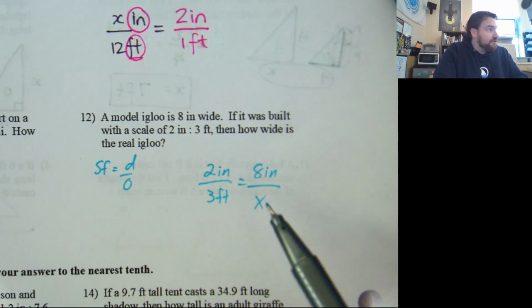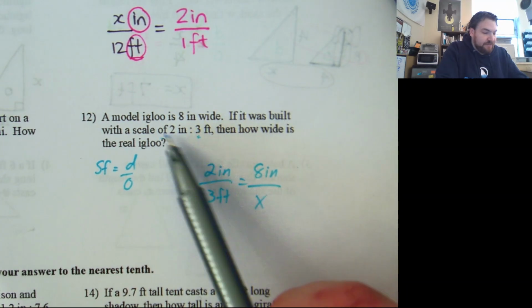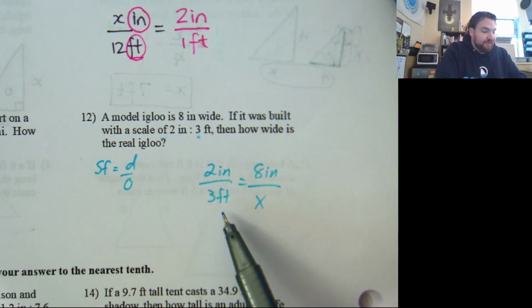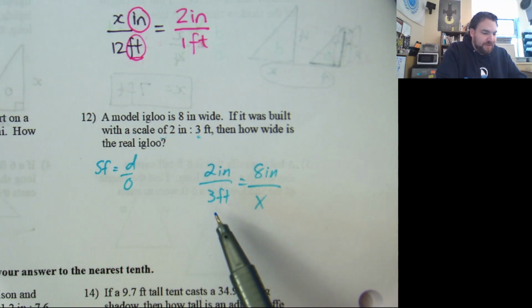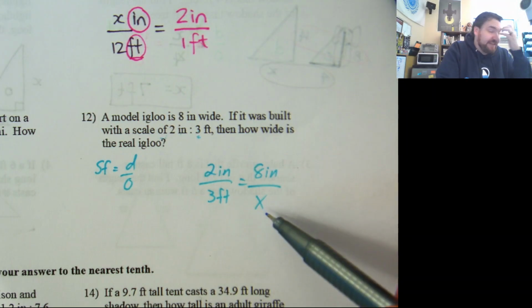So this is how you're setting it up. If it's written like this, the first thing listed is the numerator in the fraction. The second thing is the denominator in the fraction. This is diagram over original. So the model is 8 inches. How big is the real? And now we want to solve this thing.